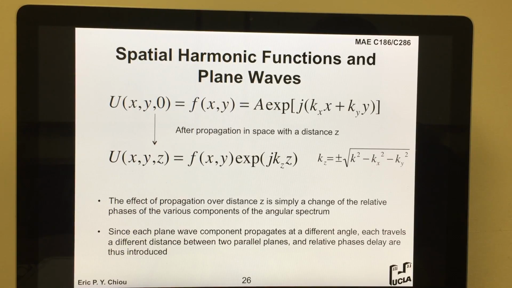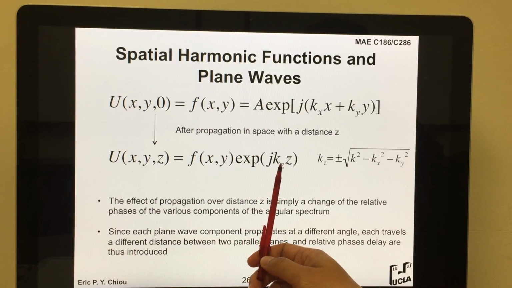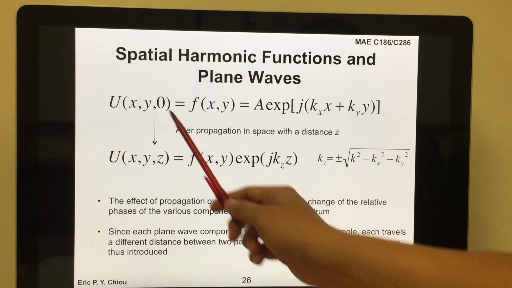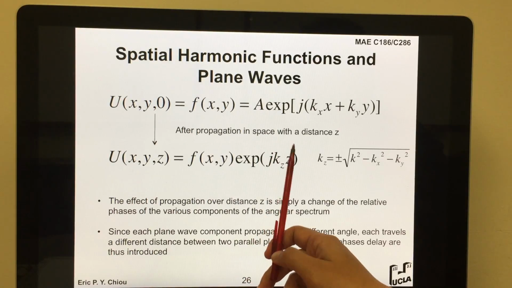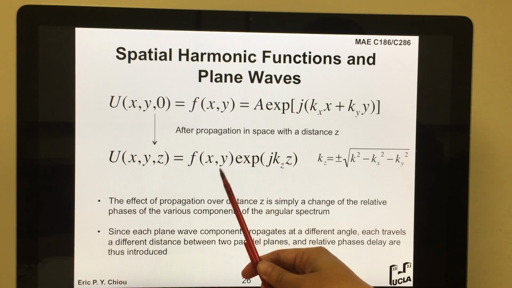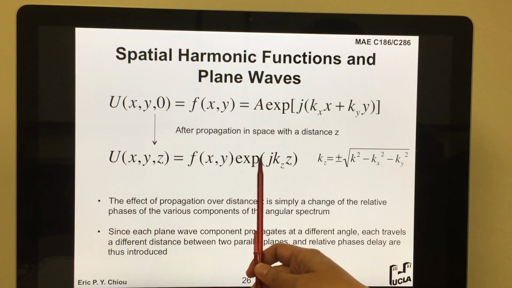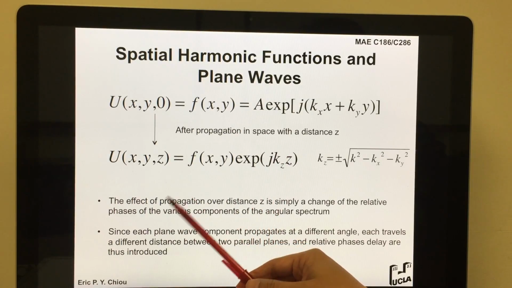And from this expression, you can know that different spatial frequencies of light on this xy plane actually have different kz values. Which means that different plane waves, when they propagate in space, actually experience different kinds of phase change.